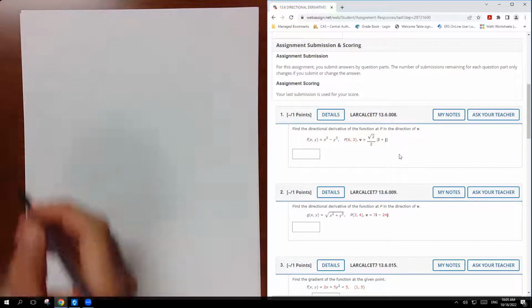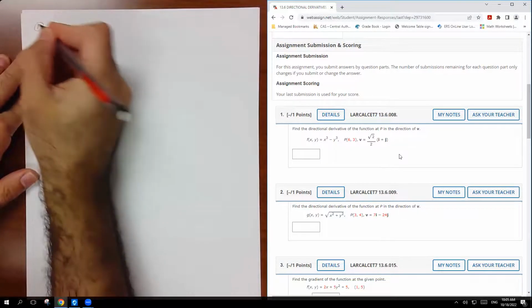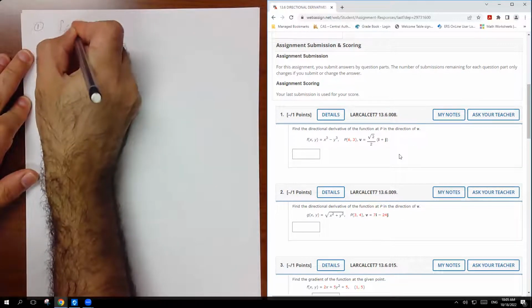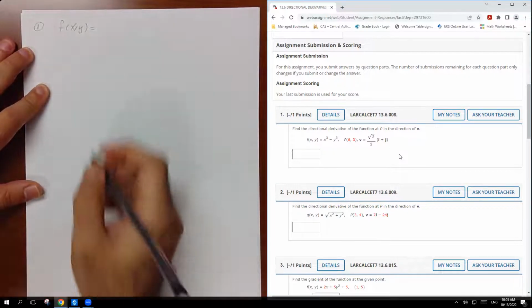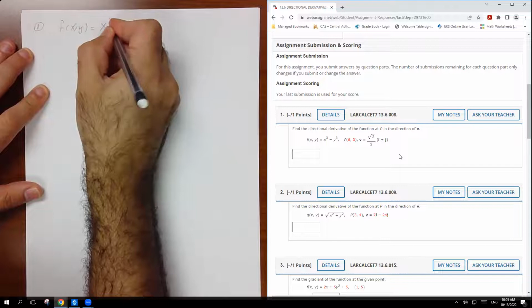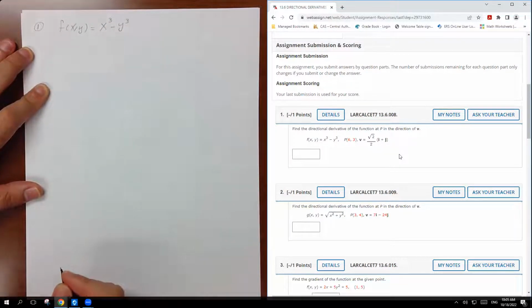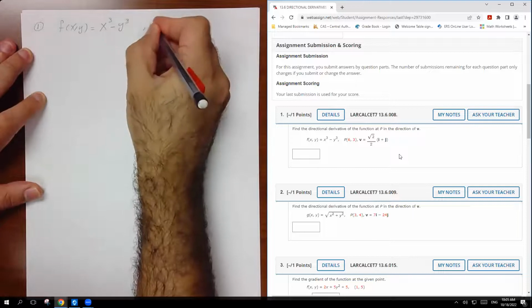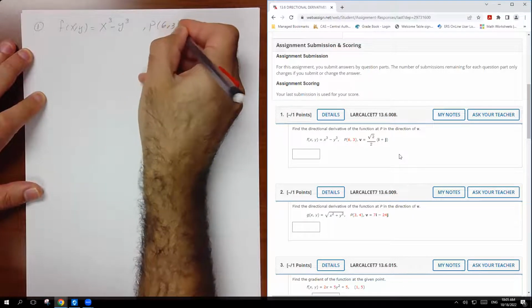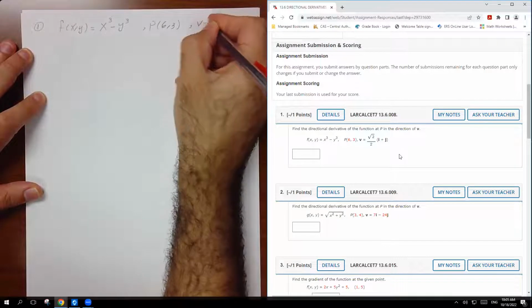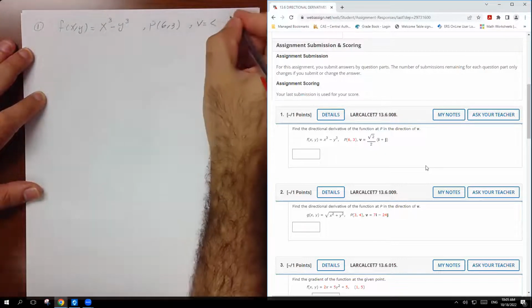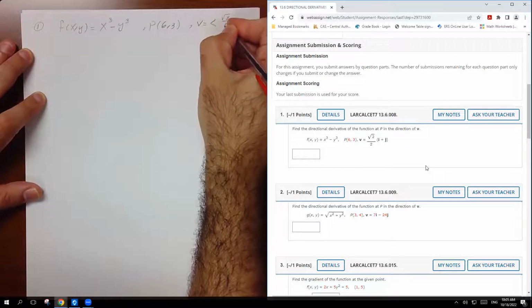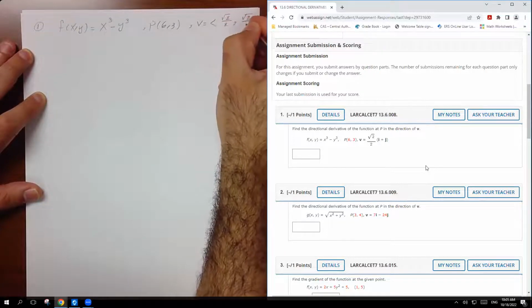So here's example 1. We have the function f of x, y equal x cubed minus y cubed. And we have the point (6, 3). And we have the vector v. I'm going to write down the vector v in component form. If you distribute square root of 2 on i and j, the vector is going to be square root of 2 over 2 and square root of 2 divided by 2.